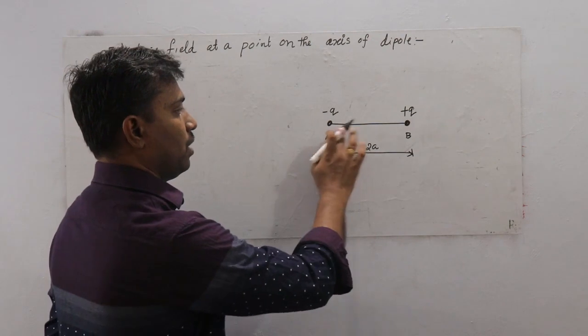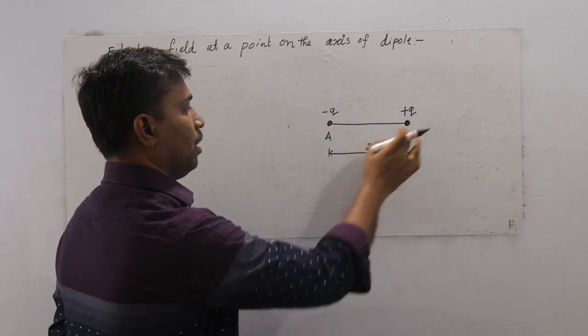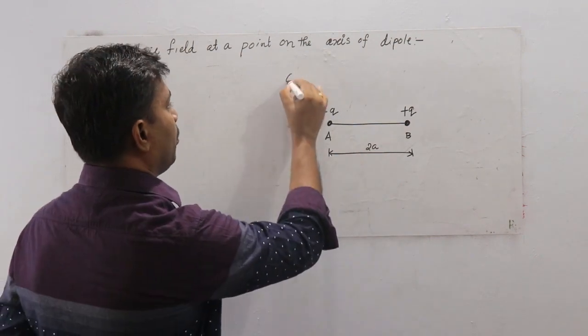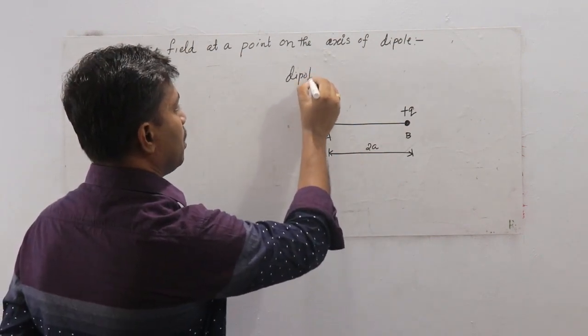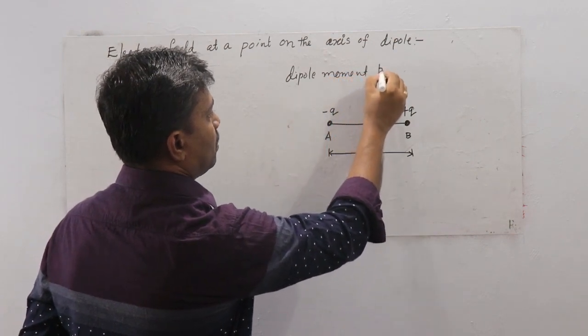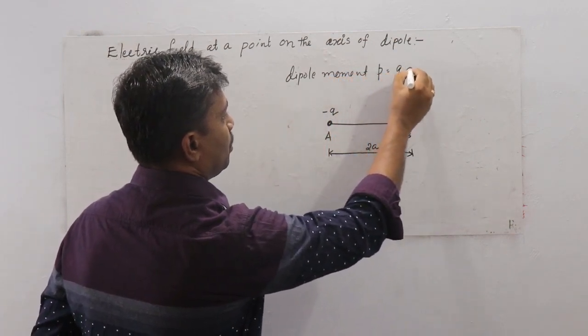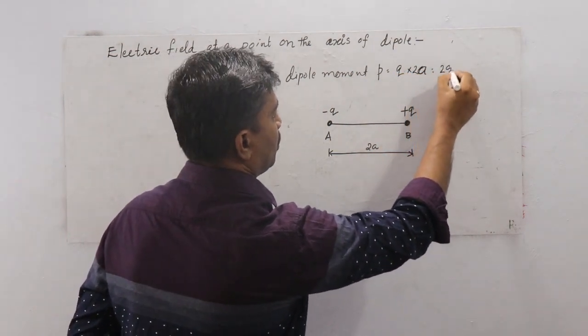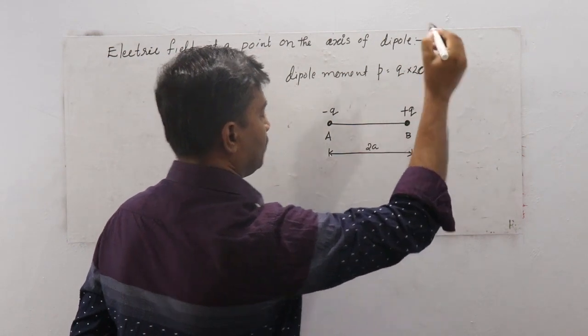So we consider a dipole. The length of the dipole is 2a, and we have a dipole moment. Dipole moment of the dipole is P is equal to q into 2a, or that is 2qa. That is the dipole moment.